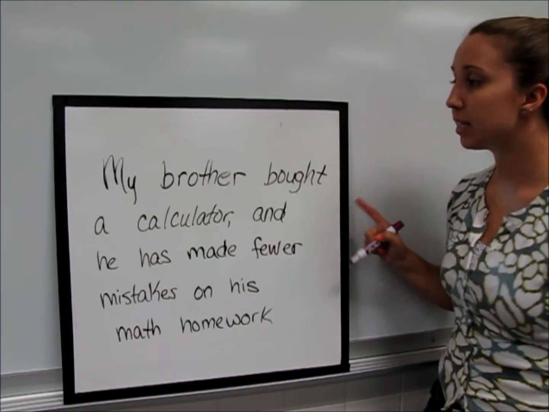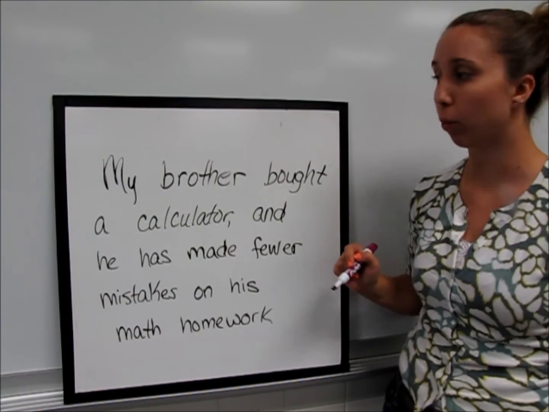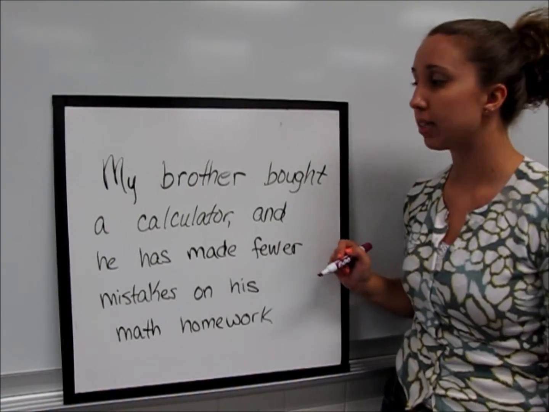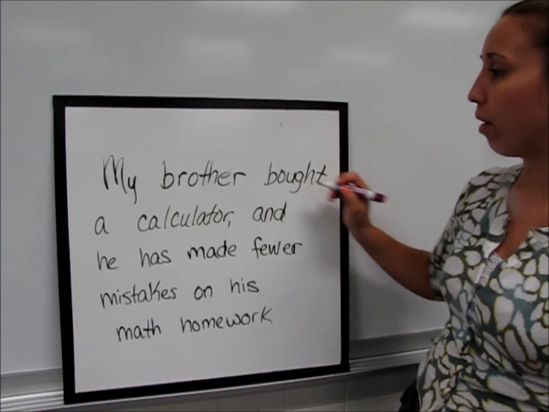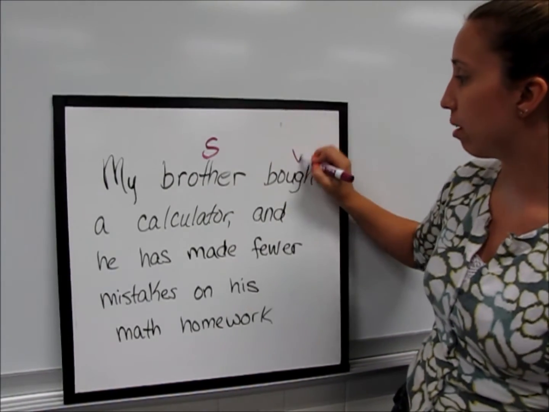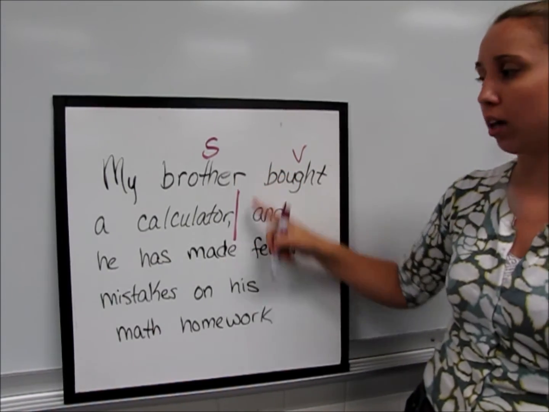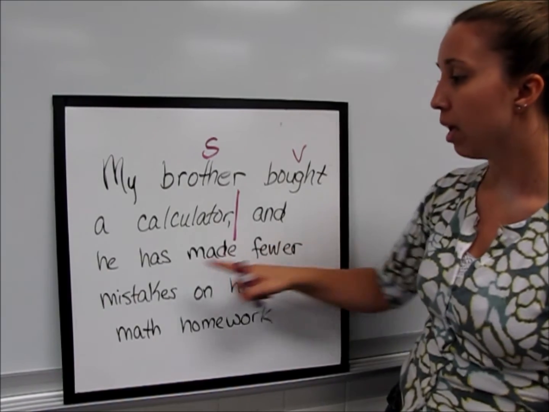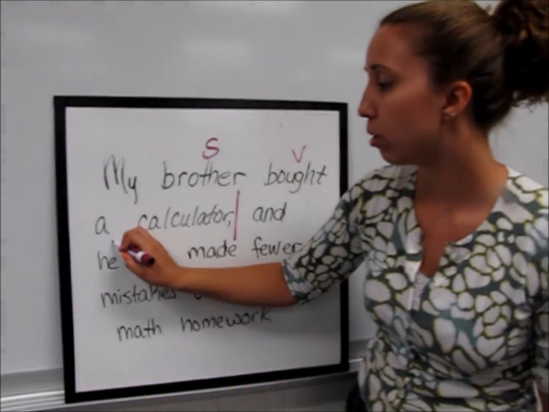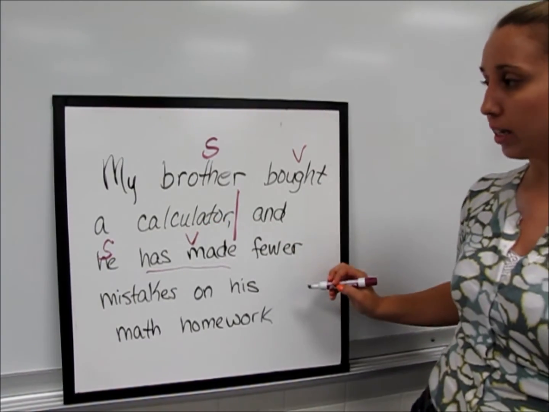The second sentence is: my brother bought a calculator, and he has made fewer mistakes on his math homework. So again, we want to find all the subjects and verbs. So my brother bought a calculator. Brother bought, that's one verb. Remember when we see those commas, we want to draw a line. That's usually a clue of the type of clause. He has made, so subject, he has made fewer mistakes on his math homework.